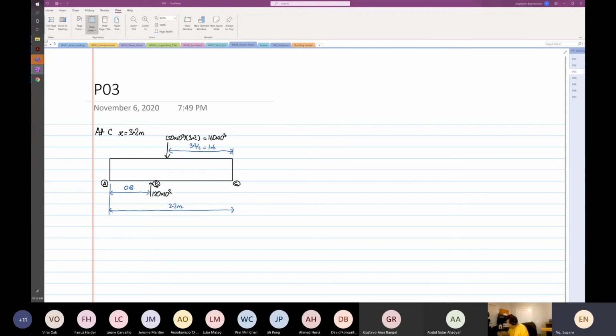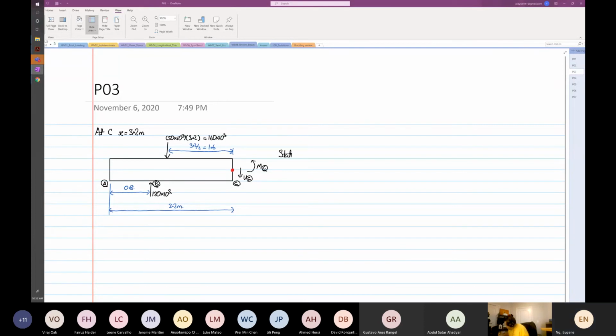So the point of interest is at point C. We know that now. And then we are going to assume positive shear, and we're going to assume positive bending moment. Okay. So again, same thing. You guys will say, here we go again.